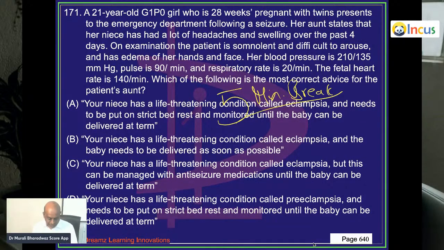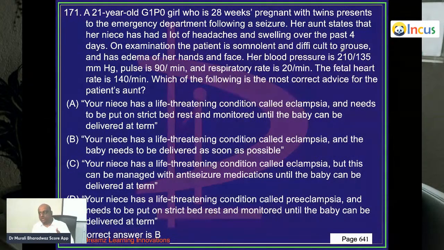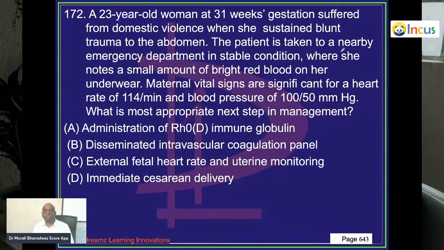So, doctor, let's continue. 28 weeks pregnant with twins, presents to the emergency. BP is 210 by 135. So obviously, whenever you are having eclampsia, what is the best treatment of eclampsia? Kick the baby out is the principle. So you need to deliver the baby.